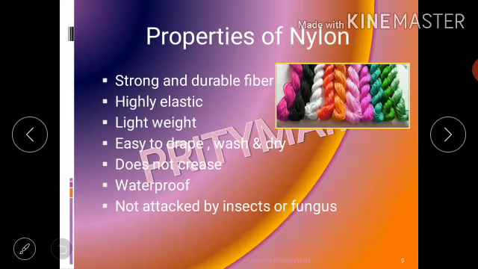These are the properties of nylon. Nylon is a very strong and durable fiber. It is highly elastic also. It is light in weight and it is easy to drape, wash and dry. It does not crease easily. It is a waterproof material and it is not attacked by insects or fungus as it is a petroleum product.